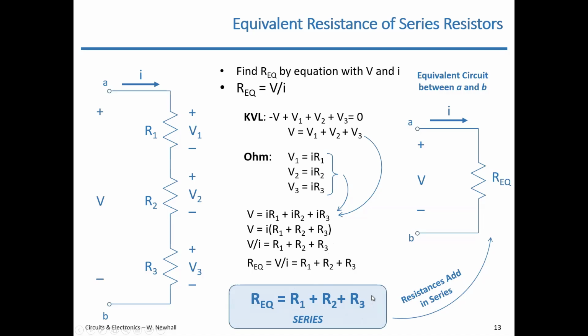If you had 4 resistors in series, it'd be R1 plus R2 plus R3 plus R4. If you have 2, it's just R1 plus R2. You can see the pattern there.